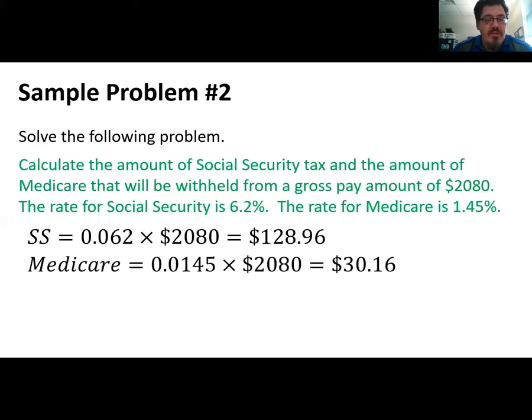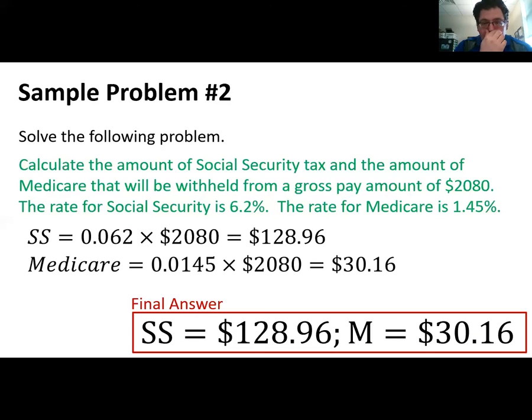For Medicare, same procedure. The only difference is this time our percentage is the 1.45%. So again, make sure you move the decimal point exactly 2 spaces. So 0.145 times 2,080 gets you $30.16. And so that's how much is deducted from the gross pay to go towards Medicare. And there you go. That's what we were looking for in our problem. We just wanted to figure out how much would be deducted from this person's gross pay. Like I said, it's a straight multiplication problem where you do the percentage of the gross pay for each of these, and you're good to go.